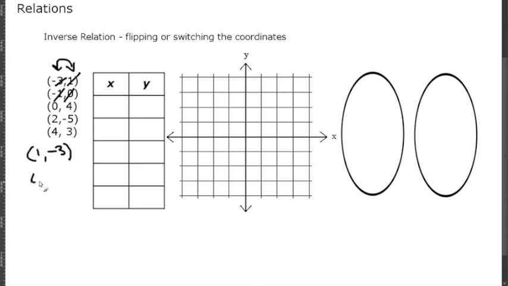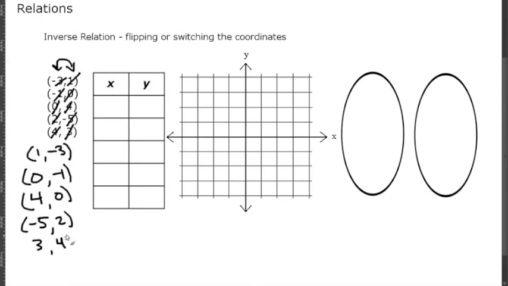0, -1, 4, 0, -5, 2, and 3, 4. So you can see, all I did was switch my x and y coordinates. So now in the table, we'll have 1, -3, 0, -1, 4, 0, -5, 2, 3, and 4.